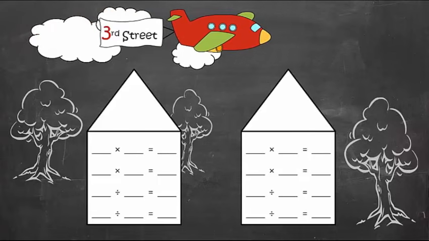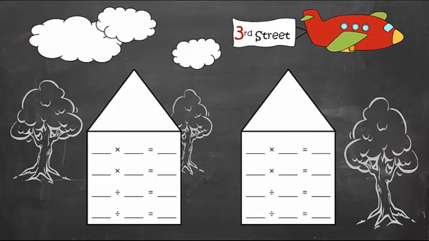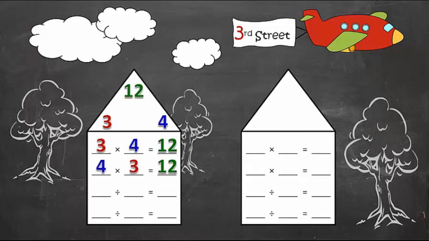Here we are on 3rd Street, where we find families containing 3s. Our first fact family is 3, 4, and 12. 3 times 4 equals 12. Remembering to use the commutative property, we know 4 times 3 equals 12 as well. For our first division sentence, we have 12 divided by 3 equals 4. And finally, 12 divided by 4 equals 3.